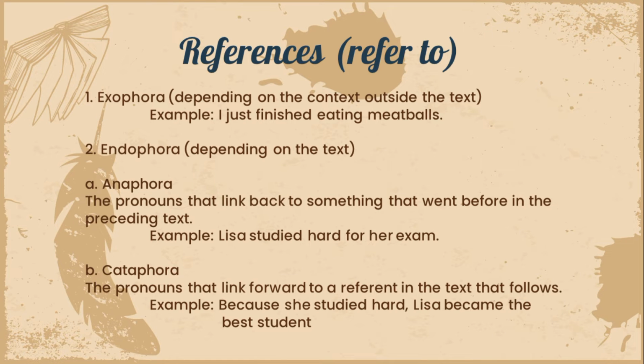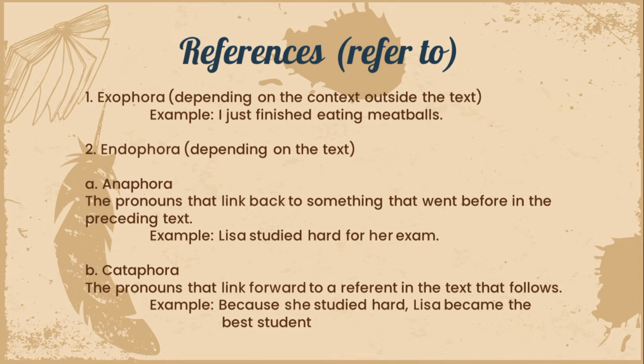Number 1 is references, or we can call it refer to. There are 2 kinds of references. The first is exophora. Exophora is depending on the context outside the text. For example, I just finished eating meatballs. As we know, the word I here is depending on the context outside the text, because the writer or the speaker didn't explain it before.